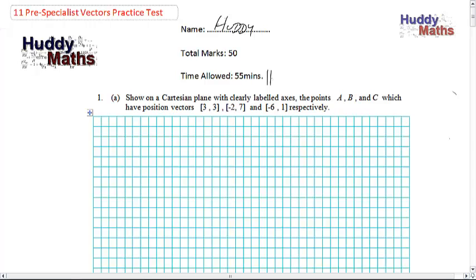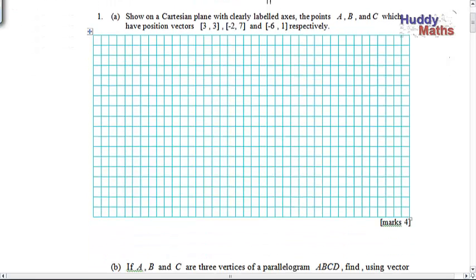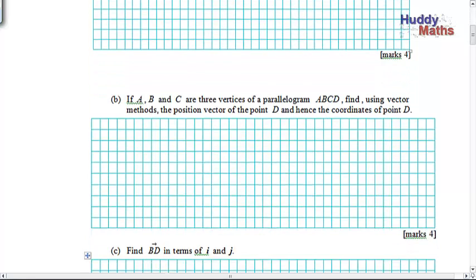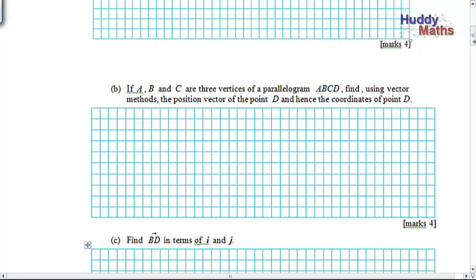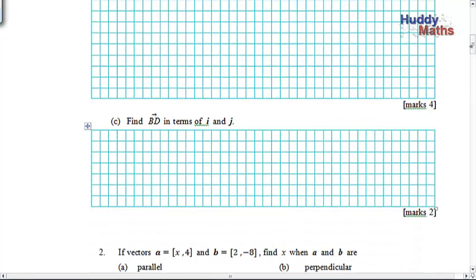Here's the first question. I want you to have a go, pause it, and have a go. Let's come down now to part B of that question. Pause it, have a go. And part C there, all related to the information given at the beginning of question 1. All right, how are you going? Feeling you're getting some marks? Let's go to question 2.